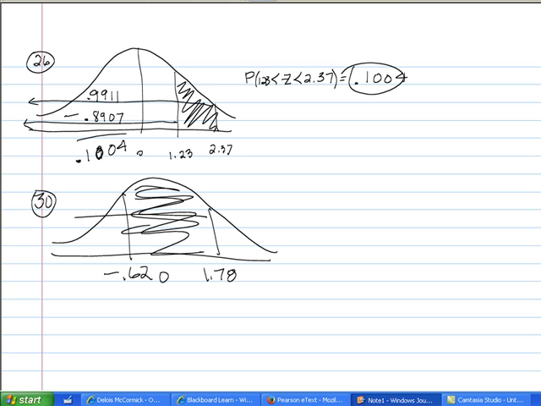Okay, so we're starting with 1.78. 1.78 is 0.9625. Area for negative 0.62, we've got to use the negative chart. Negative 0.62 is 0.2676.